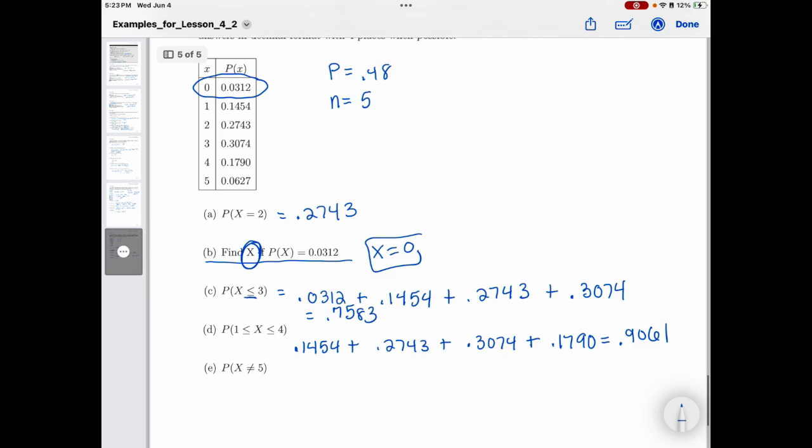So for the last part, x is not equal to 5. We could add everything up from 0 to 4, because those are all the values that are not equal to 5. Or, to make it easier on ourselves, we can just find the complement. So, I would take the probability of 5, which is 0.0627, and subtract it from 1. And what's left over is going to be everything from 0 to 4. When we do that, we get 0.9373.